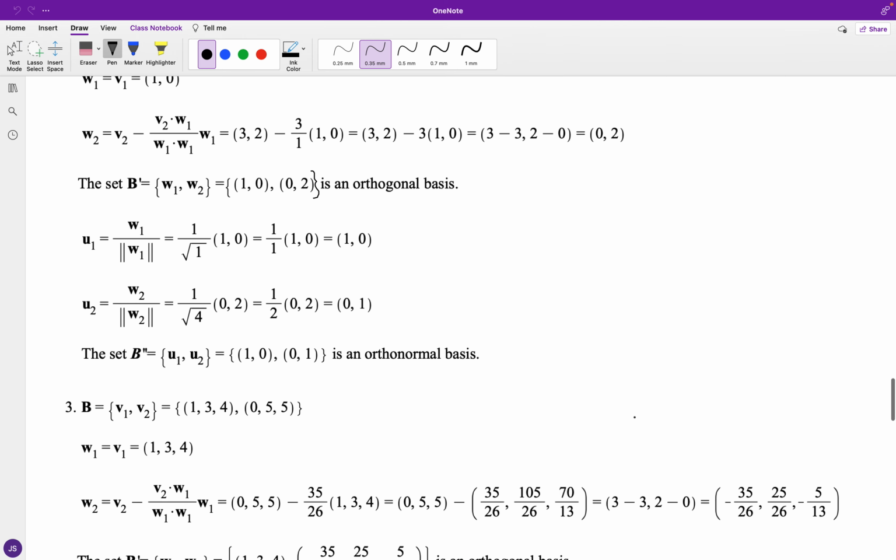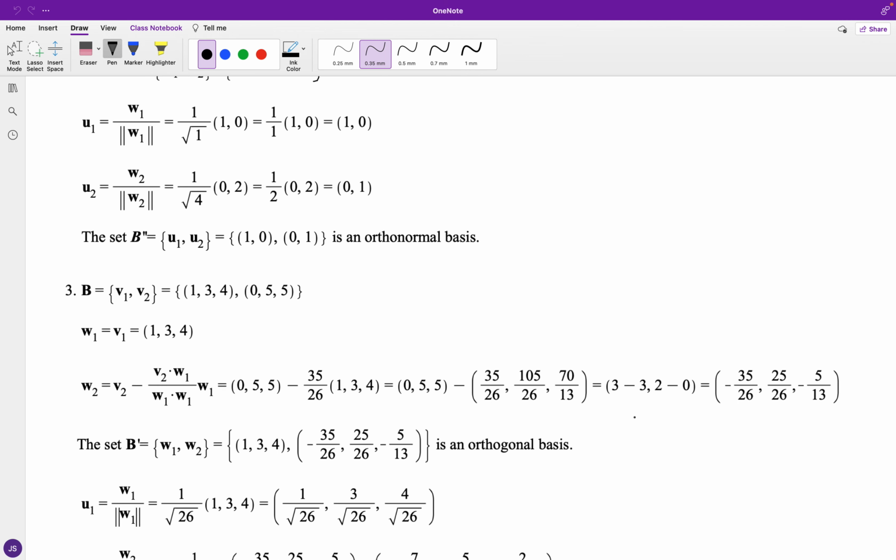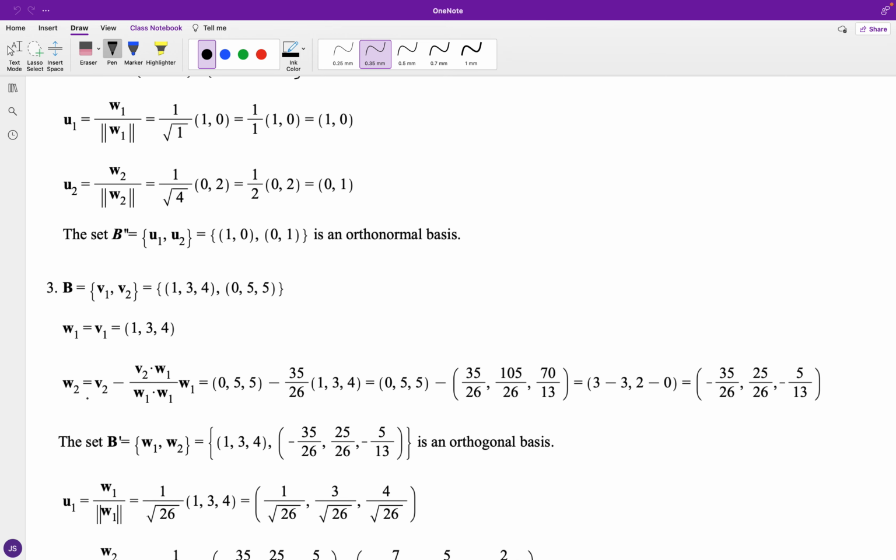And let's say that we have B consisting of two vectors with 3 components, where we have V sub 1 with (1, 3, 4), V sub 2 with (0, 5, 5). So W sub 1 is equal to V sub 1, which is (1, 3, 4). And for W sub 2, we have V sub 2 going through the same procedure. So V sub 2 is (0, 5, 5). Now the dot product of V sub 2 and W sub 1 is going to be 35. The dot product of W sub 1 with itself is going to be 26. So you got 35 over 26 times W sub 1, and W sub 1 again is (1, 3, 4).